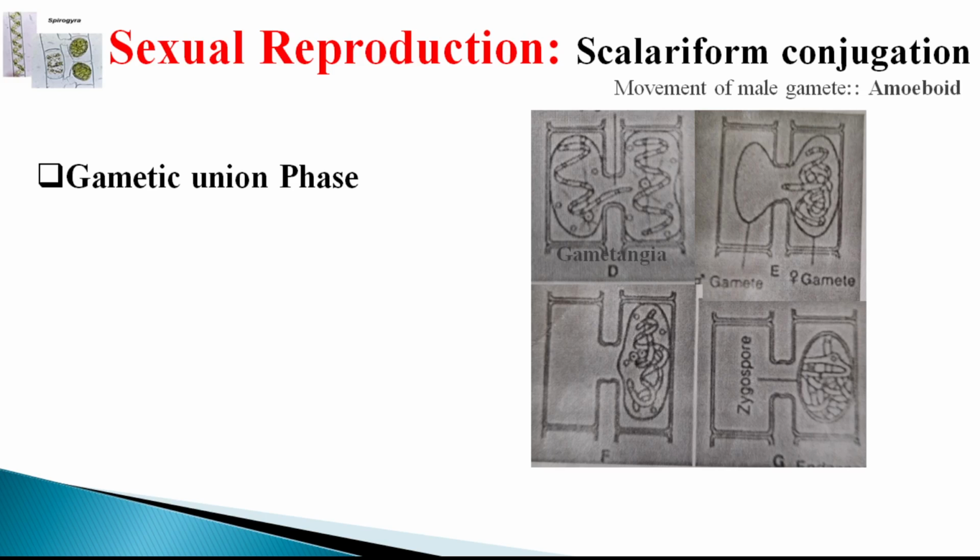So my dear friends, I hope that you understood the importance of the gametic union phase. It is not that the two filaments simply come together, establish a contact bridge, and straight away the male gamete moves toward the female and fusion takes place. It's not like that. There are many events going on and taking place. So as you can see here, it is a zygospore now.